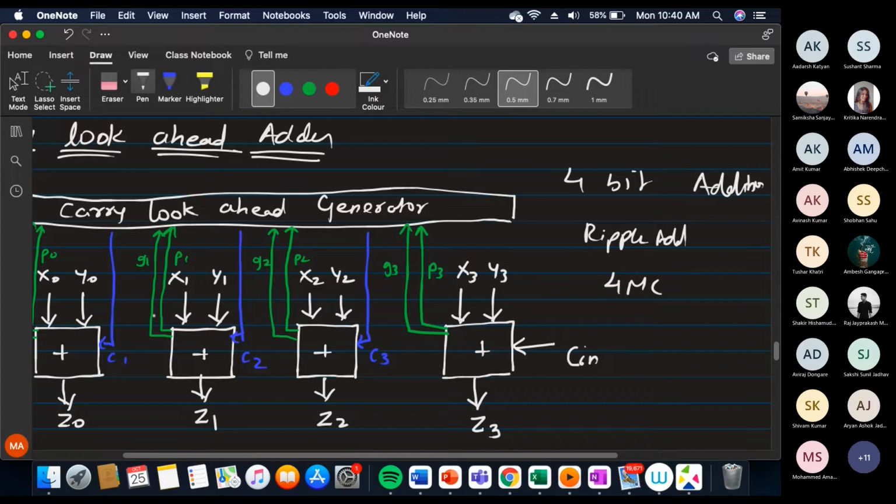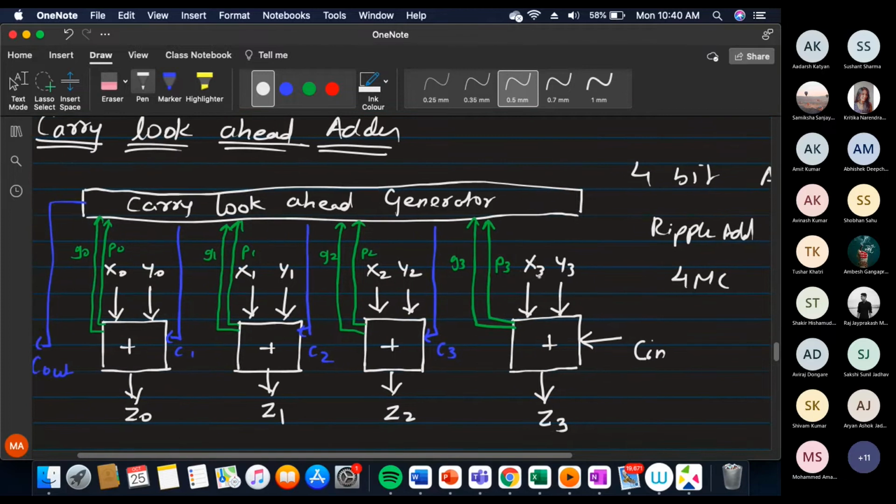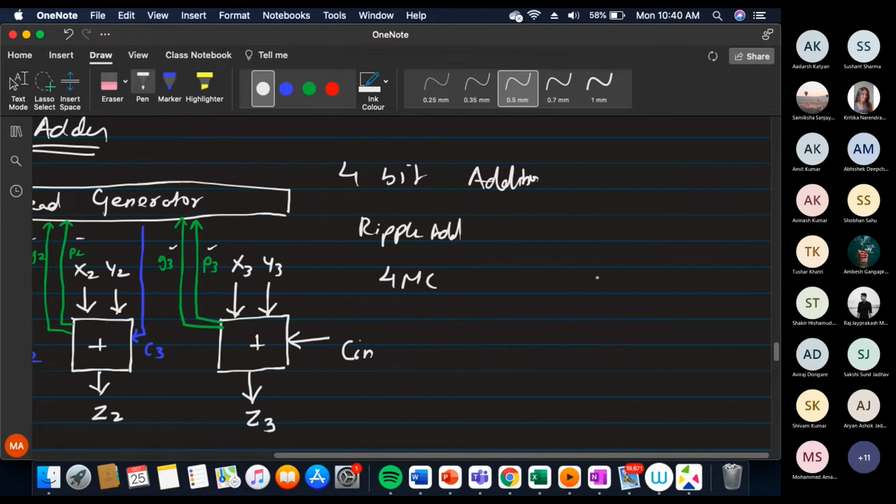So does it require exactly 4 machine cycles? Now look closely over here. Using all the X's and the Y's, I can generate G3 and P3 in one machine cycle. So all the G's and P's, which is this one, this one, this one, and this one, can I generate all of them with all my X's and Y's in a single cycle? Can I do that? Yes, sir.